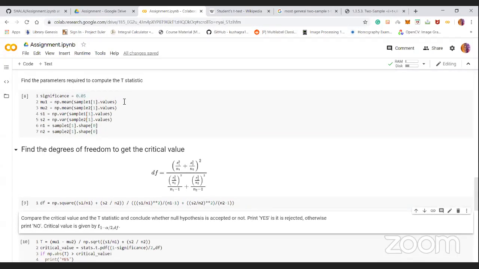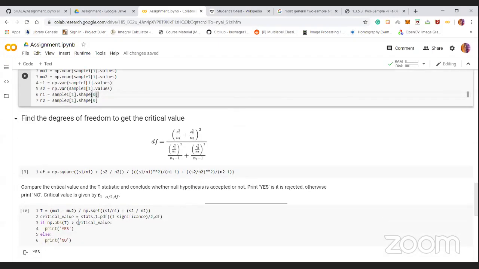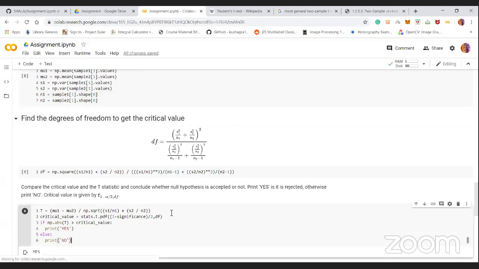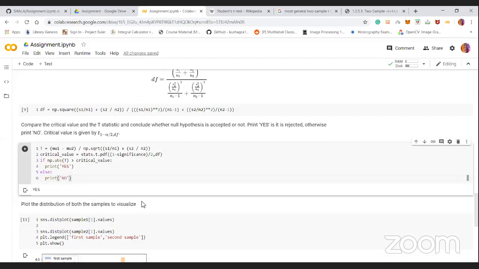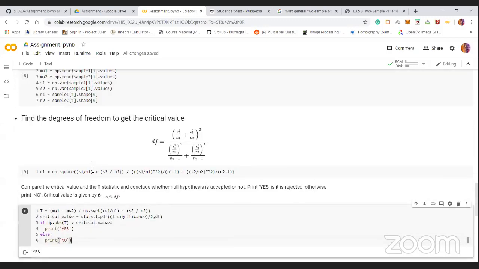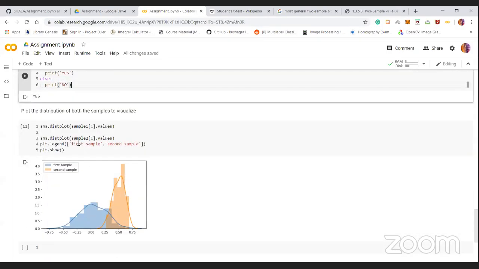What I did is, first I found the sample means and sample variances, and then I found the degrees of freedom for the t distribution, and then I found the t statistic and also the critical value, and then I compared them. It turns out that the absolute value of the t statistic is more than the critical value. So this means the means of the distributions from which both the samples were sampled are not the same. You can see this by plotting them.